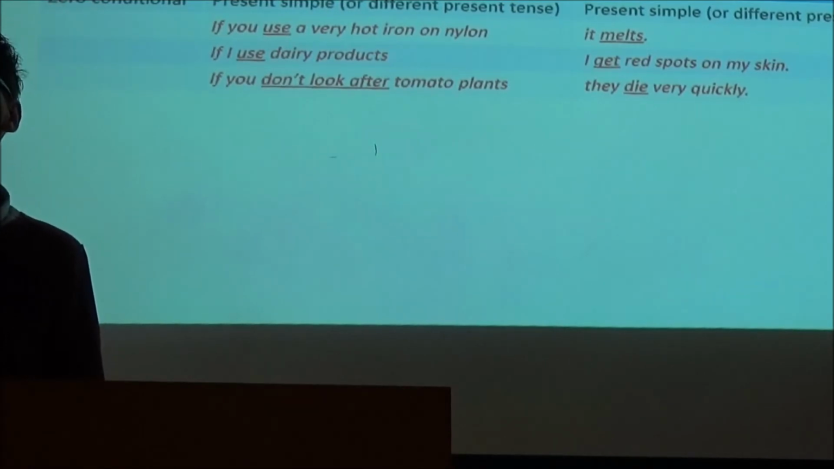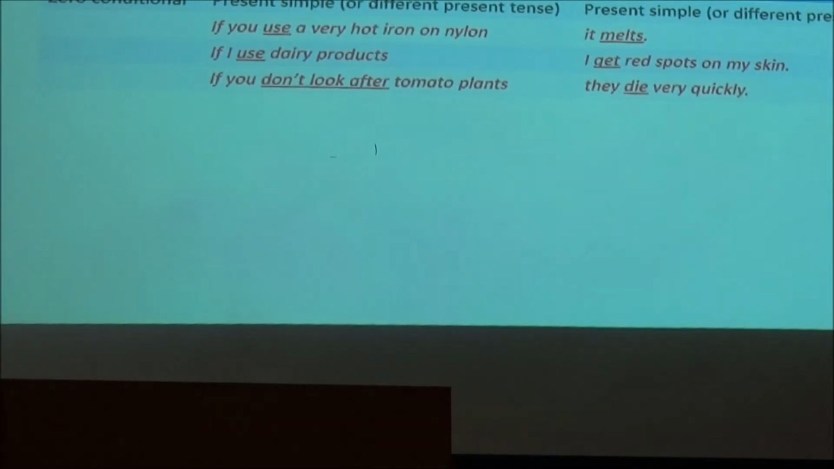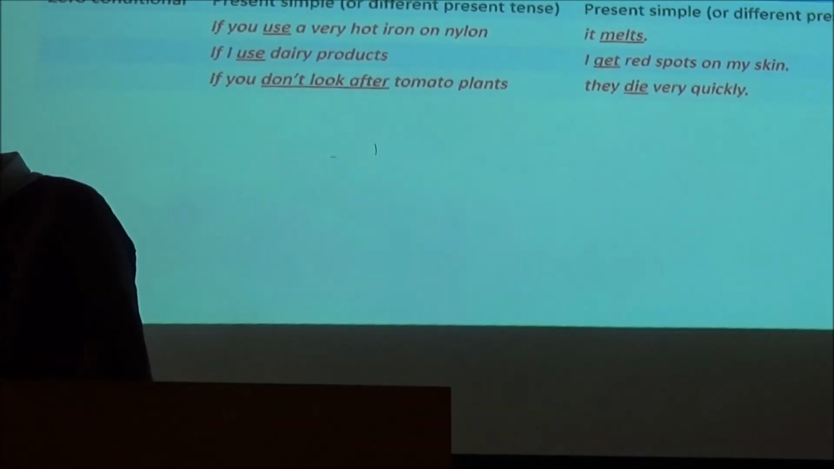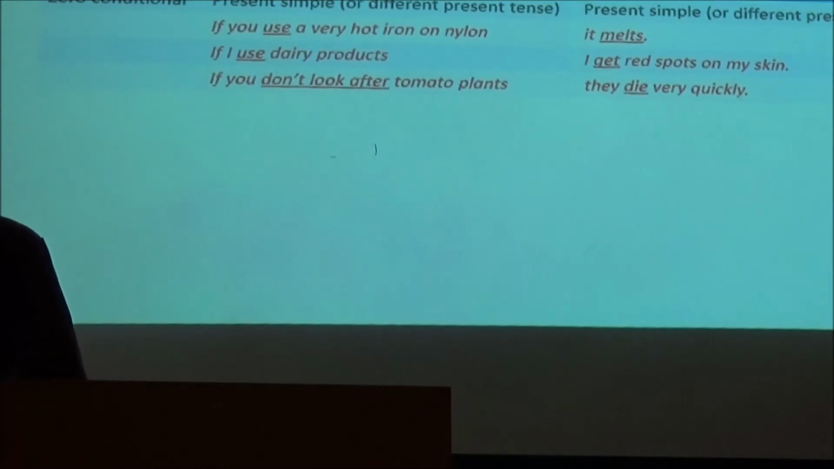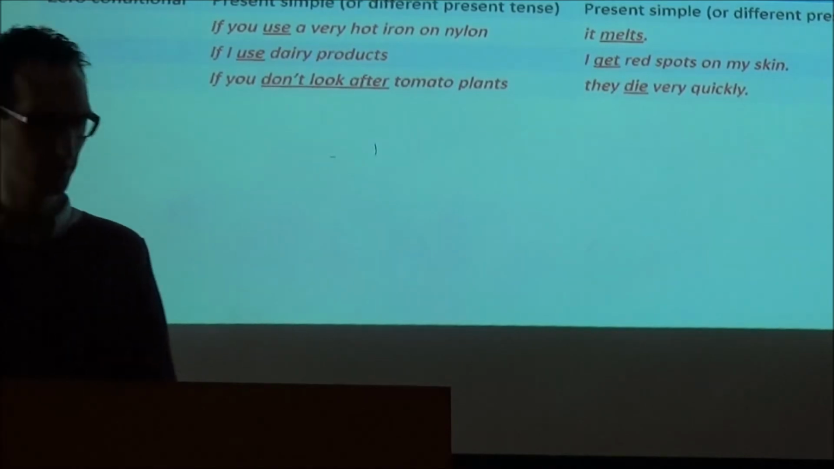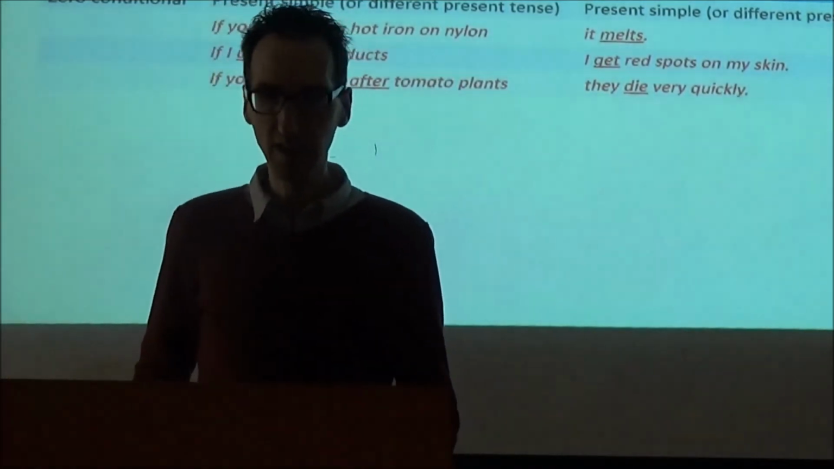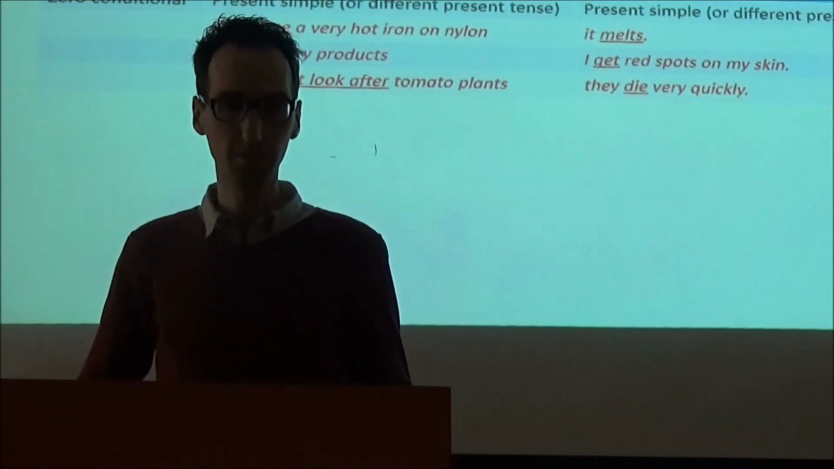So the zero conditional is an easy conditional to form. Both clauses contain the present simple. If this, then that. If you use a hot iron on nylon, it melts. That's a zero conditional. Any questions about the zero conditional? Zero questions. Zero conditional. Let's move on then to the first conditional.